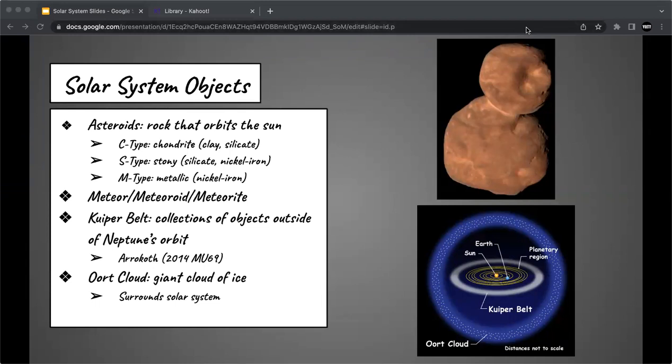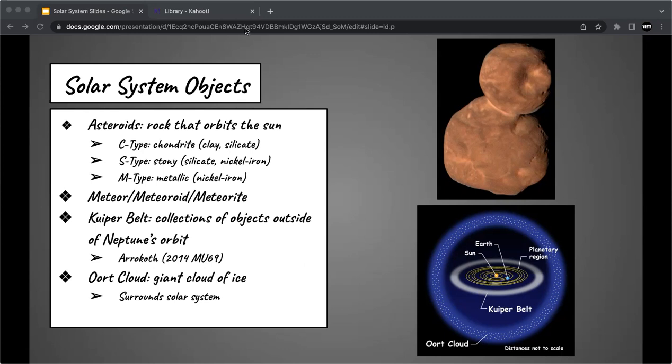We also have the Kuiper belt. I don't know if that's the correct pronunciation. These are just many objects that are outside of Neptune's orbit, and one such is Arrokoth. That's the orangish reddish rock on the top right. We see it's like two rocks almost fused together. And we also have the Oort cloud, which is basically just a giant cloud of ice that surrounds the planets in the Kuiper belt.